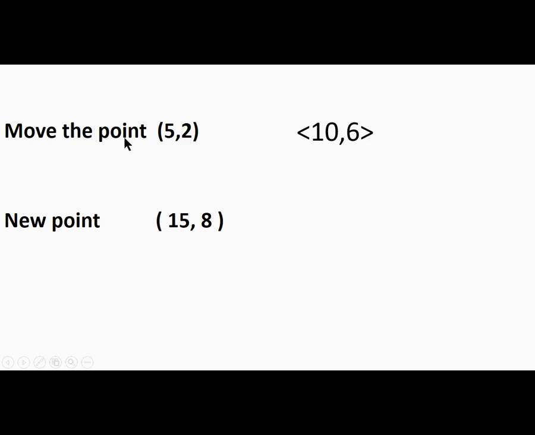And instead of move the point, we're going to say translate it. So we translate the point 5, 2 using the vector 10, 6. And that just means 5 plus 10 is 15, 2 plus 6 is 8. There's our new point.